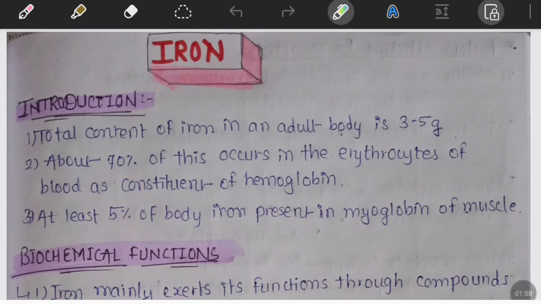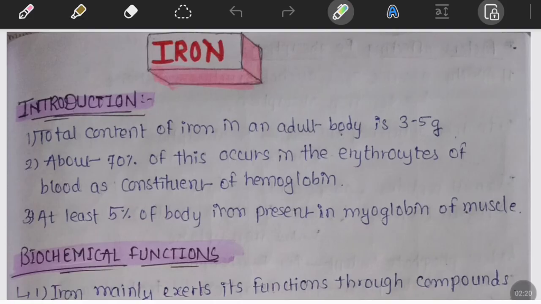Think of myoglobin as a muscle's oxygen storage tank. Whenever muscles need oxygen quickly during exercise, myoglobin supplies it. Memory trick: 70 hemoglobin, 5 myoglobin. Everything else is stored or used in enzymes.